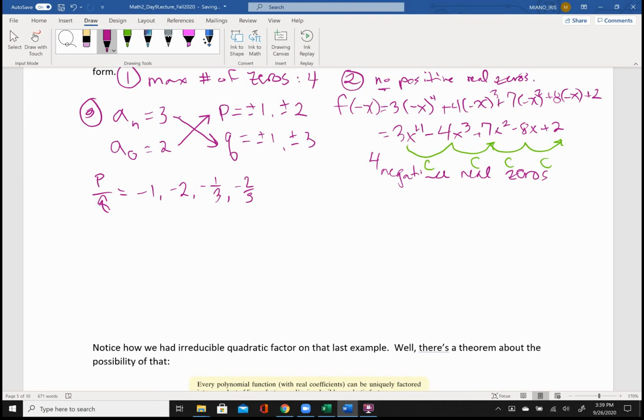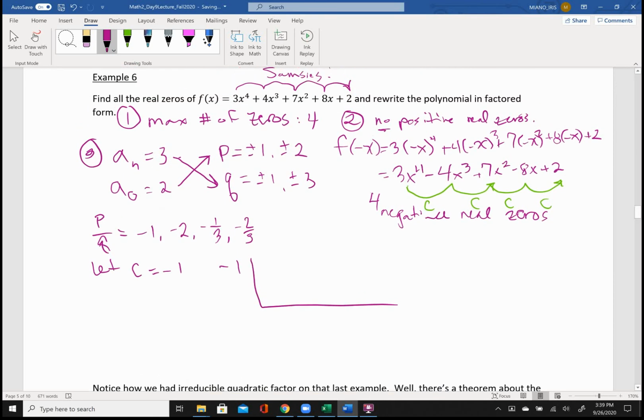Great. So because we don't have a positive one as a possible zero, let's start with the other easiest one to work with, which would be negative 1. So let's let C equal negative 1. So we'll put negative 1 outside the house, and we'll list all of the coefficients, which are what? 3, 4, 7, 8, 2. In that order.